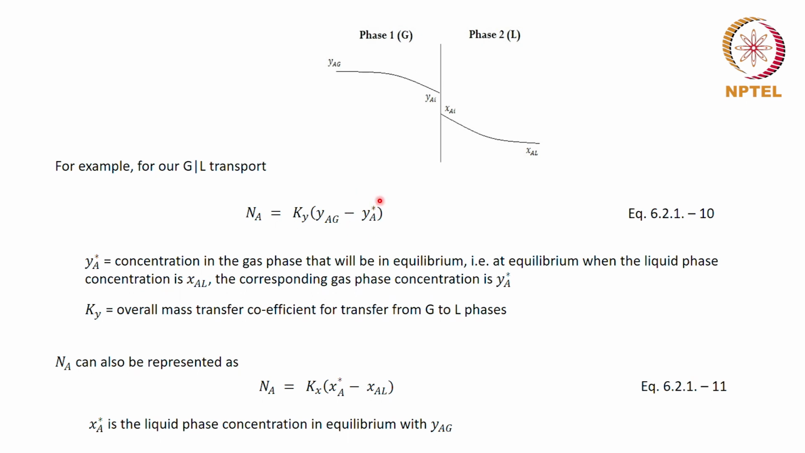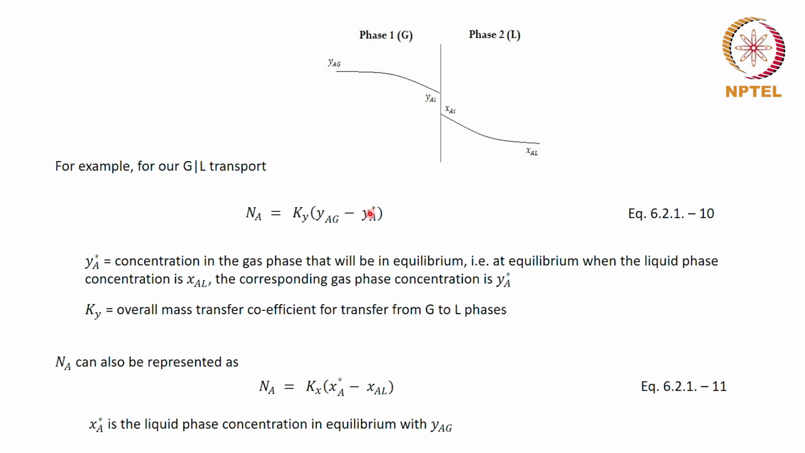YA star is the conceptual quantity, it's not a real quantity. It is a real quantity in a certain sense, but it is not real in the way we are describing the process. The YA star is the concentration in the gas phase that will be in equilibrium with the bulk liquid phase concentration, and thereby we have transformed the bulk liquid phase concentration into an equivalent gas phase concentration that we can do algebraic operations on. So NA equals capital Ky times YAG minus YA star.